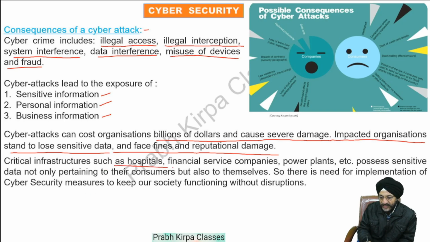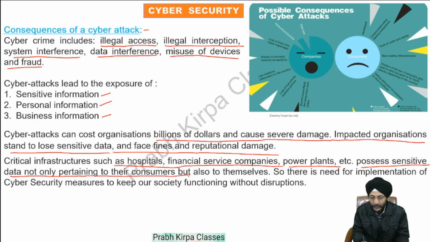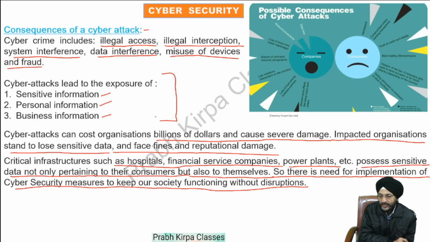Critical infrastructures such as hospitals, financial service companies, power plants, nuclear plants, etc., possess sensitive information pertaining not only to their consumers but also to themselves. So there is a need for implementation of cybersecurity measures to keep our society functioning without disruptions. This is the broad discussion of cyber attack consequences. If you want to know more, you may see here the photograph where the consequences of cyber attacks for the companies as well as the consumers are given somewhat briefly. You can go through the same also.